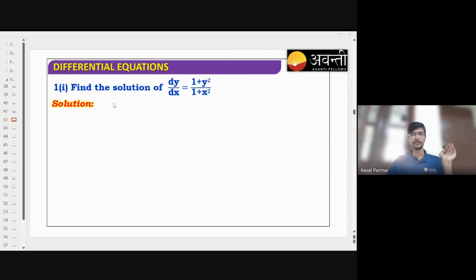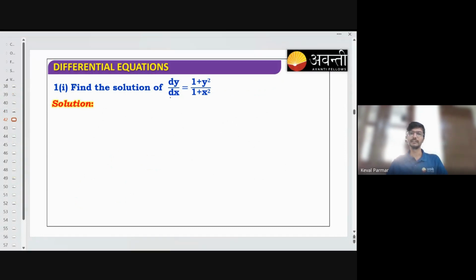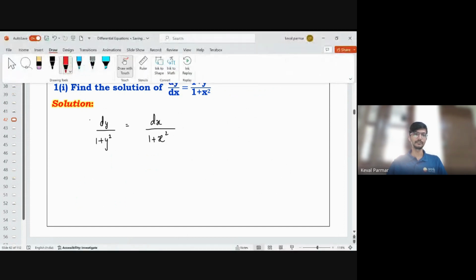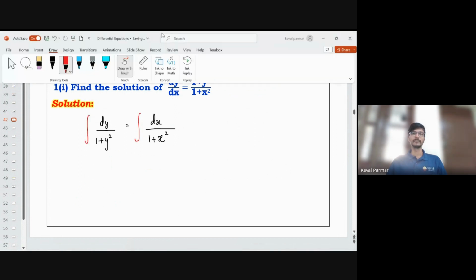Chalo. Next question. Again, a very simple question. We just have to cross multiply. So if I cross multiply, I'll get dy over 1 plus y square is equal to dx over 1 plus x square. All the y terms are with dy, x terms are with dx. So simply we need to integrate.